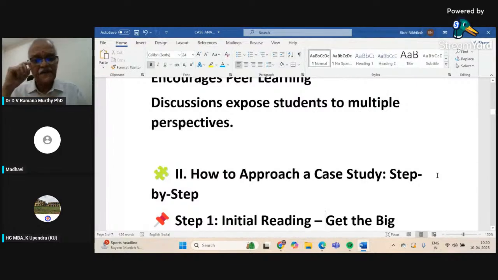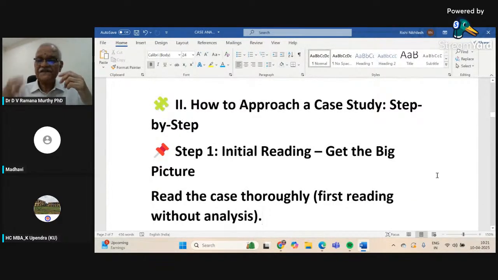Discussions of this sort definitely expose students to multiple perspectives. So, what happens when you are going through this kind of scenario? The ideas that you cannot get by sitting alone and working out on a piece of paper, when you work out with your classmates or friends, then you can understand. Oh, okay, there are certain other perspectives also. My perspective may be wrong. There are other perspectives as well. You can understand that. This is very good learning that you can have from the case method of training.